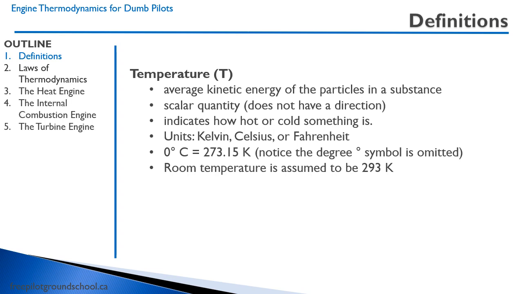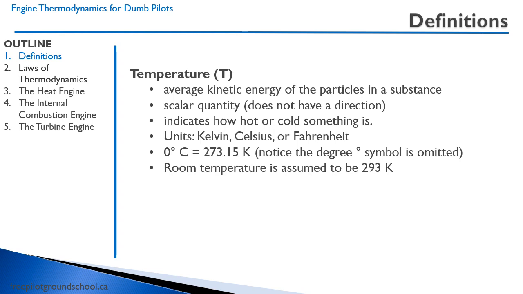Temperature is the average kinetic energy of the particles in a substance. Perhaps you learned this in grade school. Everything's made up of particles, atoms, molecules, and they vibrate. The more they vibrate, the higher the temperature is. Temperature is what we call a scalar quantity. It doesn't have a direction, it's just a magnitude. And we can dumb it down: we say it indicates how hot or cold something is.